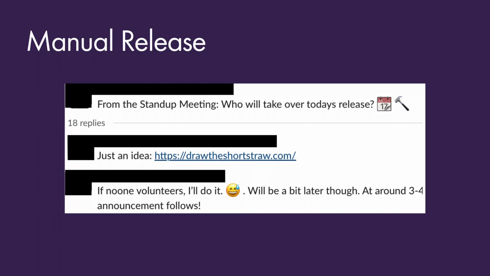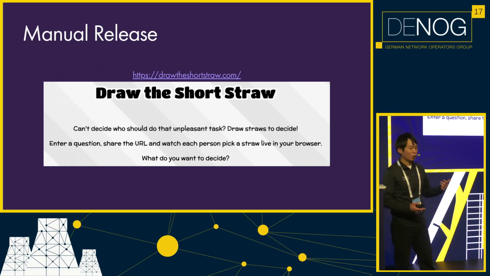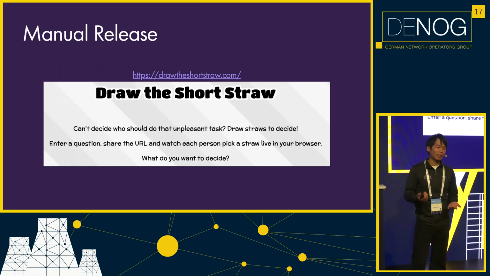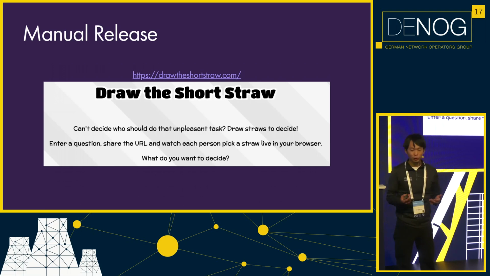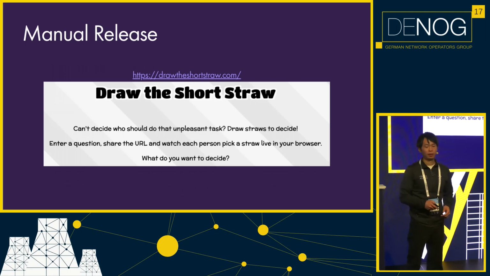You can see this goes on for like 18 replies. So obviously, we're not working, we're just talking about work. And what the heck is draw.shortstraw.com? If you go there, it says, if you can't decide who should do the unpleasant task, then we draw straws to decide. So that's what draw.shortstraw.com is. Obviously, this manual release is an unpleasant task.